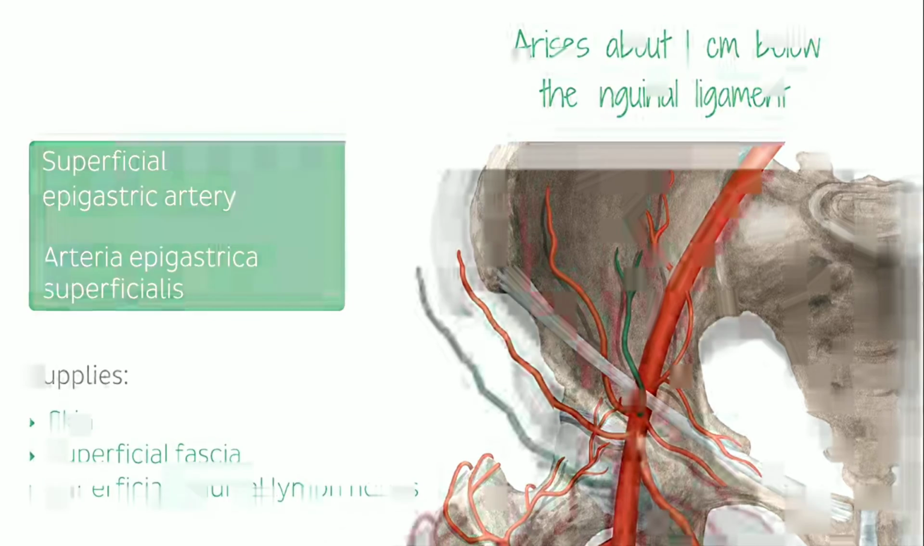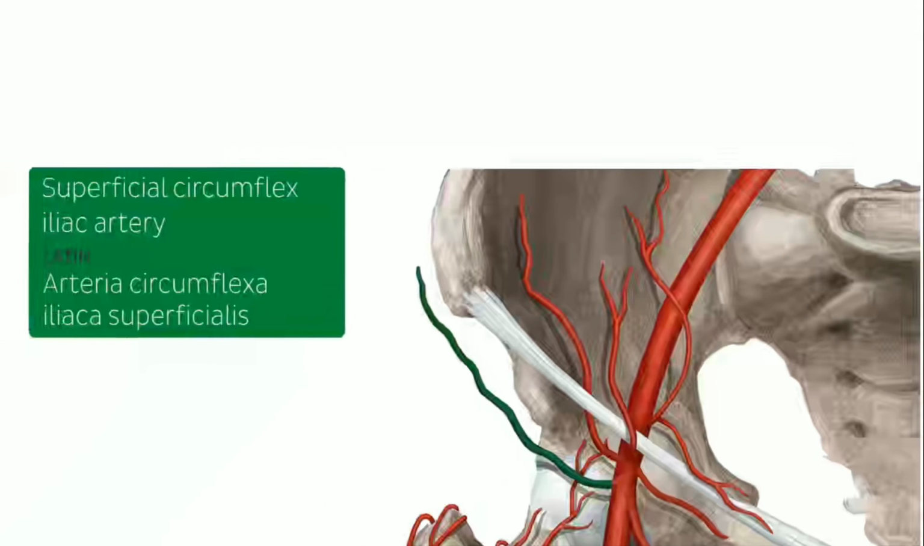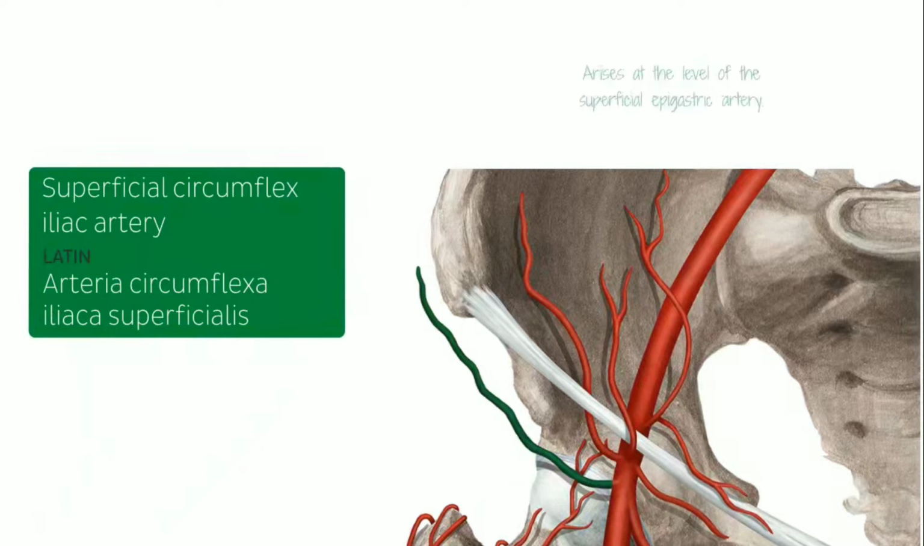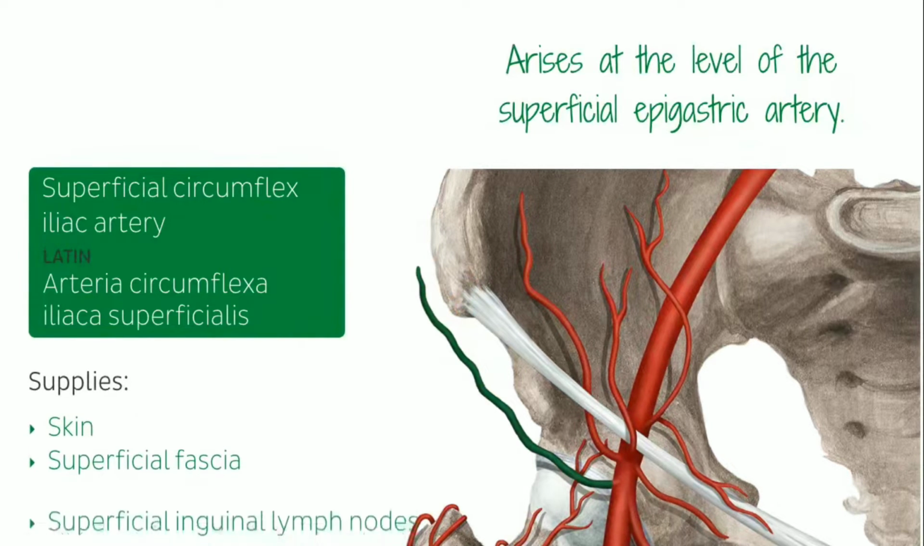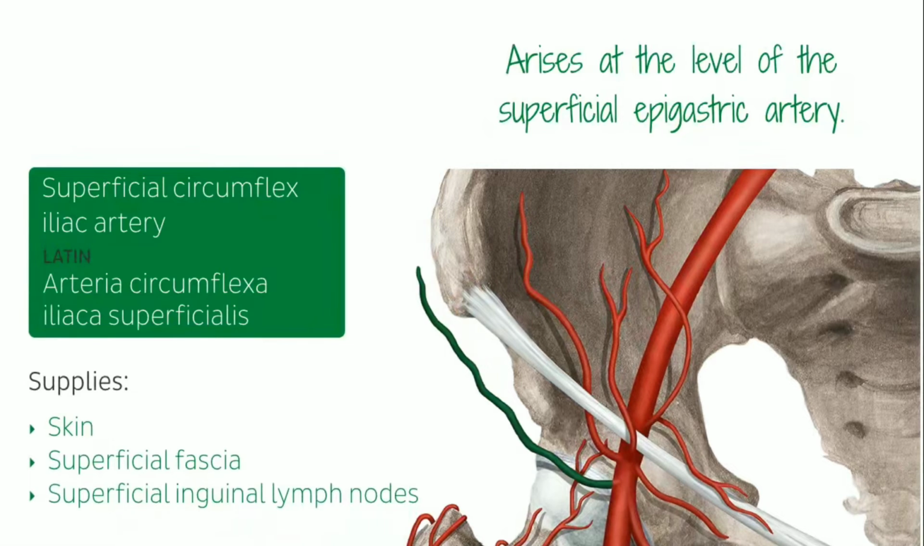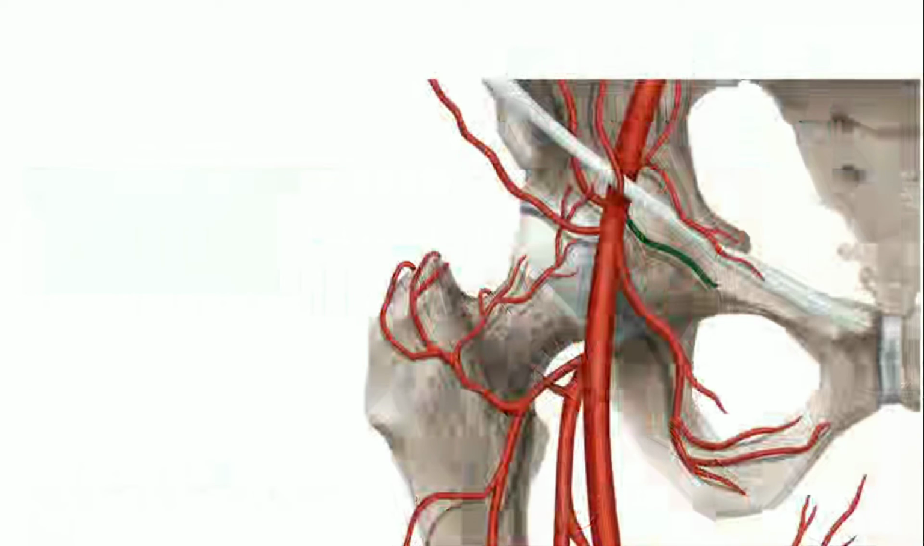The next branch we'll talk about is the superficial circumflex iliac artery, which is the smallest branch of the femoral artery. It arises almost at the level of the superficial epigastric artery, which is the branch that we just talked about. The superficial circumflex iliac artery passes through the fascia lata before coursing towards the anterior superior iliac spine. Like the superficial epigastric artery, it supplies the skin, the superficial fascia, and the superficial inguinal lymph nodes. Now let's move on to the next branch of the femoral artery.